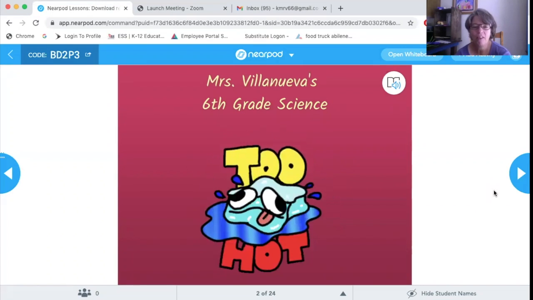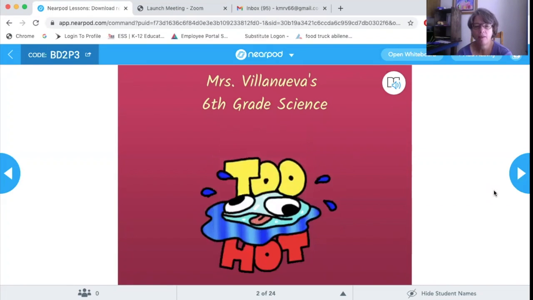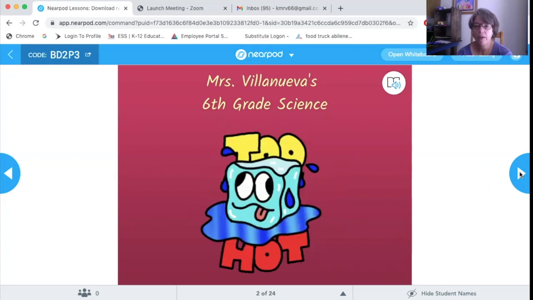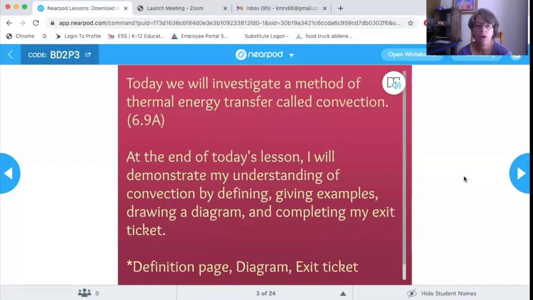As you know, we've been talking about thermal energy, and today we're going to look at one way that thermal energy can be transferred. I hope you guys are ready. All right, so we're going to investigate a method of thermal energy transfer called convection. It's one of our TEKs, 6.9. When you see that on your tracking sheet, you will be looking for 6.9a so that you can track that we have covered it.